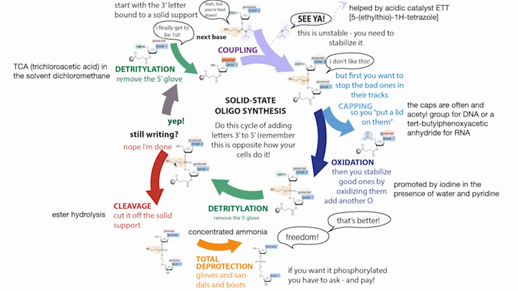But in order to do that first, what we're also going to need to do is cut it off of the support that it's stuck onto. That support was great when we were making it, but it wouldn't be so great if you had to do all your PCR reactions actually stuck to a plate. So instead, we're going to cleave it off with this ester hydrolysis step. Basically remove this from the support.